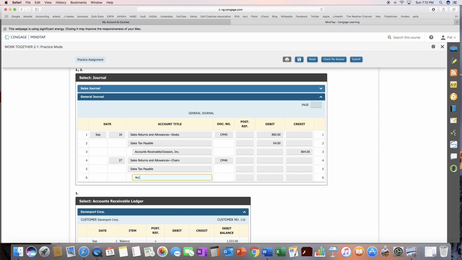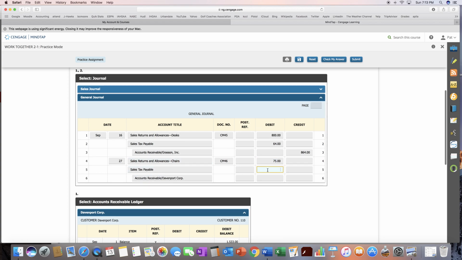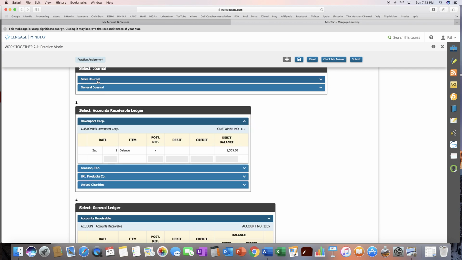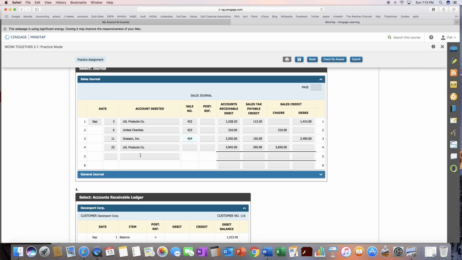And what are we crediting? We're crediting accounts receivable and Davenport Corporation. The credit memorandum means we're crediting the controlling account, accounts receivable, and the vendor. And what is the amounts again? This time we're returning $75 worth of goods. Their sales tax is $6. You add those two numbers up, you have $81. Okay. Now what you need to do, you need to post these amounts. Well, no, actually we got to get totals, I guess.